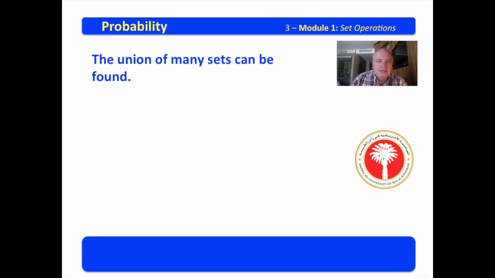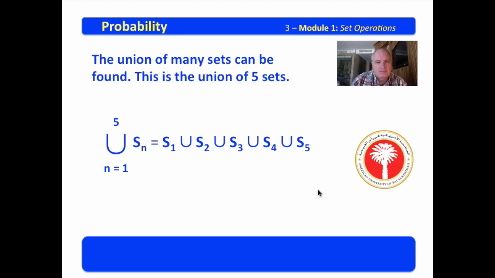The union of many sets can be found. We can find the union of two sets. We could find the union of 100 sets. We might even have the union of an infinite number of sets. So we need a symbology to represent this. This following symbol is the union of 5 sets, the union of sets going from 1 to 5. And the union from n equals 1 to 5 of S sub n is equal to the union of set 1, union set 2, union set 3, union set 4, union set 5.